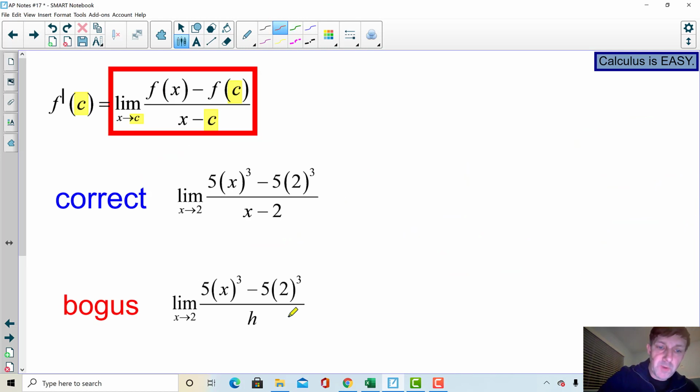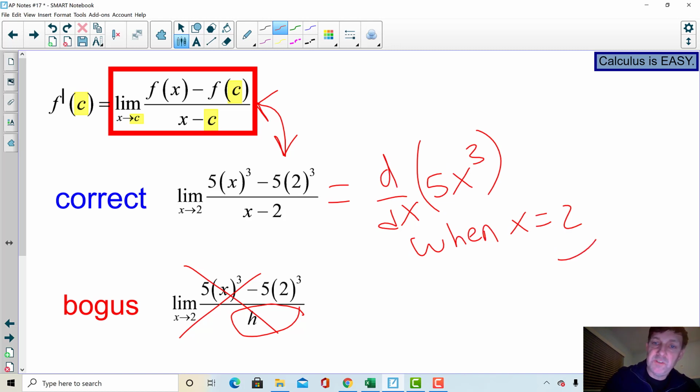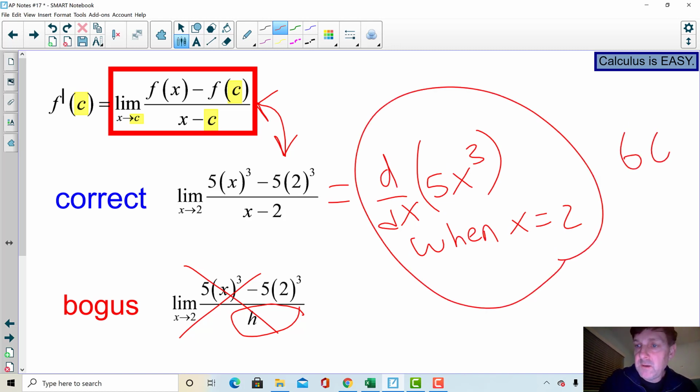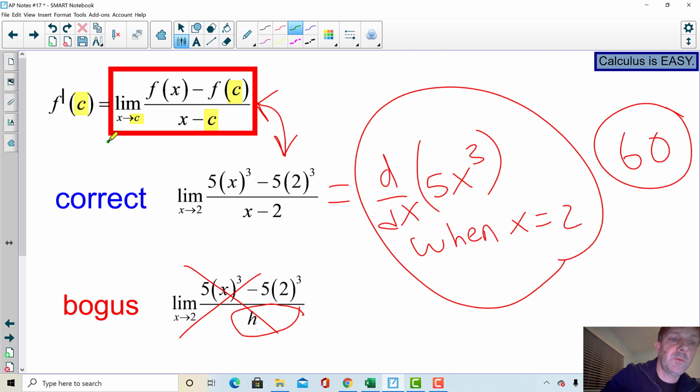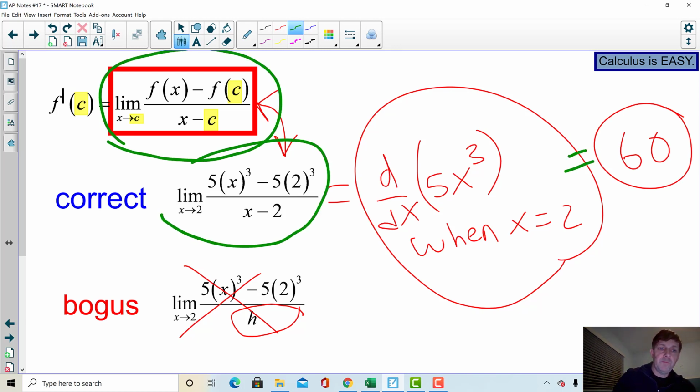Okay, I think you can notice that the bottom one is wrong because the bottom should be x minus 2, but it's an h. So this is not the derivative of 5x to the third. Now comparing it to this formula up here, you can see that this limit is the same thing as the derivative of 5x to the third when x is 2. Now we just did that on the previous page. We got 60. Well, what's different about this one? Well, we're just using a different limit formula. Okay, so this limit is equal to 60.